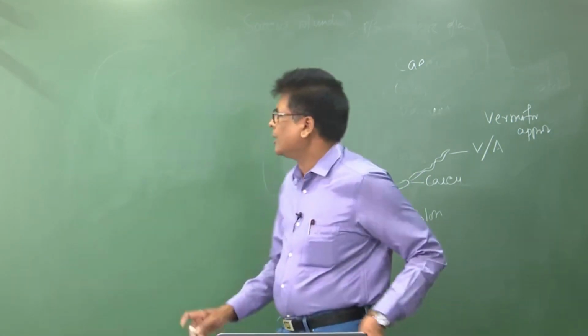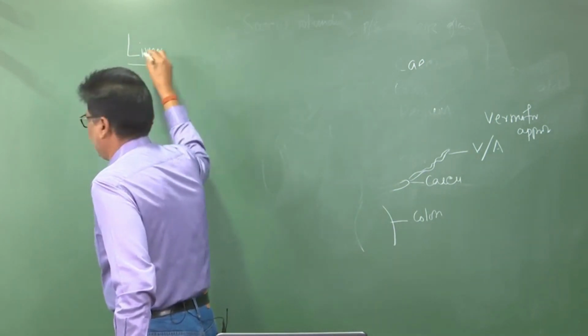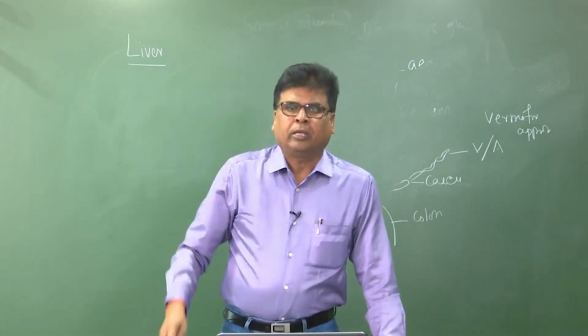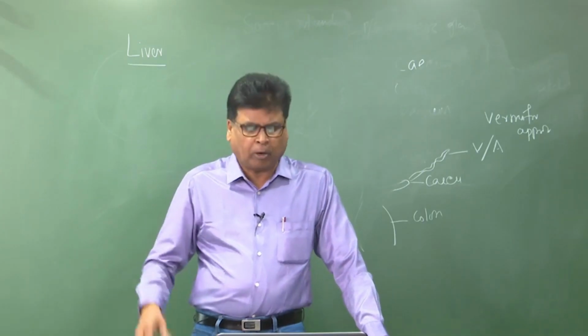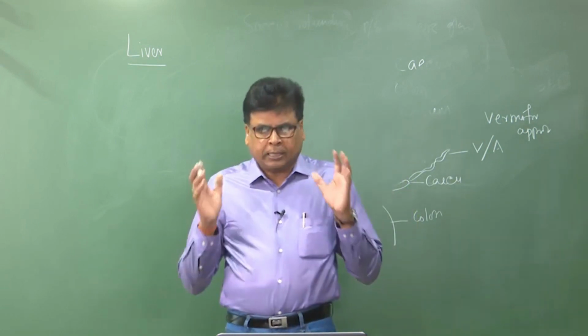So let us start with the structure of the liver. So this is the liver. The most important gland of the body. The liver arises as a single or double outgrowth from the ventral wall of the embryonic archenteron. So if I say about the development of the liver, how the liver develops, it arises from the archenteron.